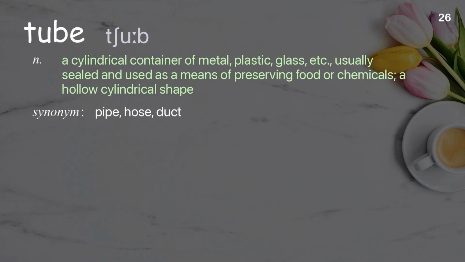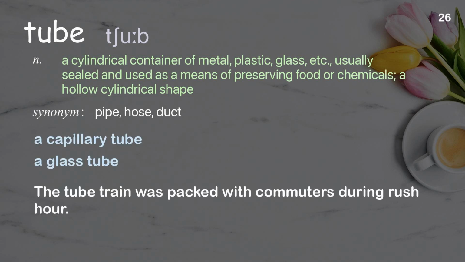Tube. A cylindrical container of metal, plastic, glass, etc., usually sealed and used as a means of preserving food or chemicals, a hollow cylindrical shape. Examples: a capillary tube. A glass tube. The tube train was packed with commuters during rush hour.